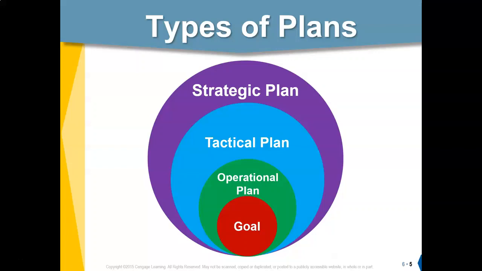The big plan is the strategic plan, and that plan decides what exactly our goals are going to be. The tactical plan tells us how we're going to set forward steps to get to the strategy. The operational plan supports the tactical plan, and the goal is the key outcome for all of these plans.